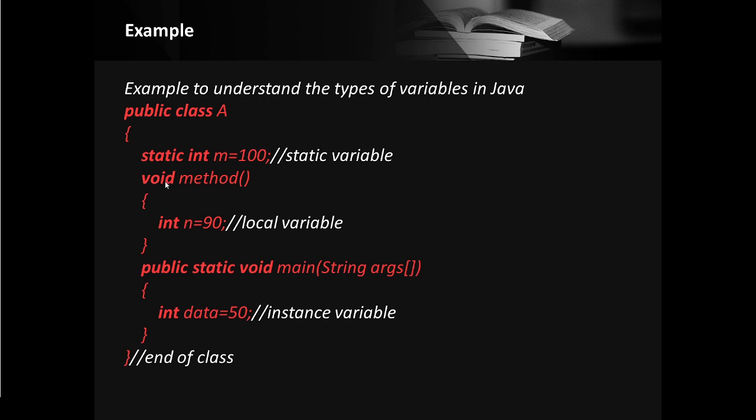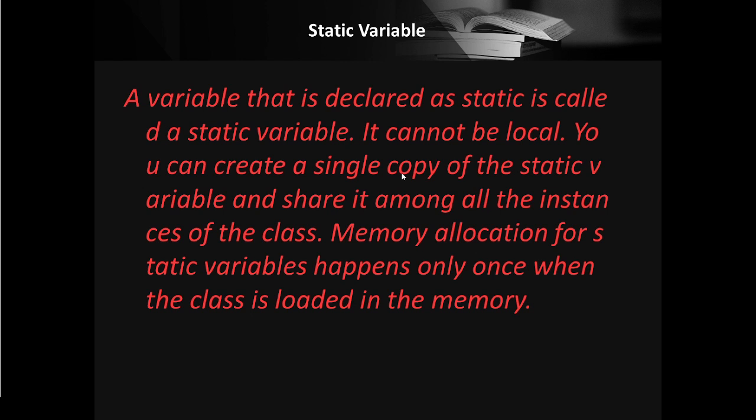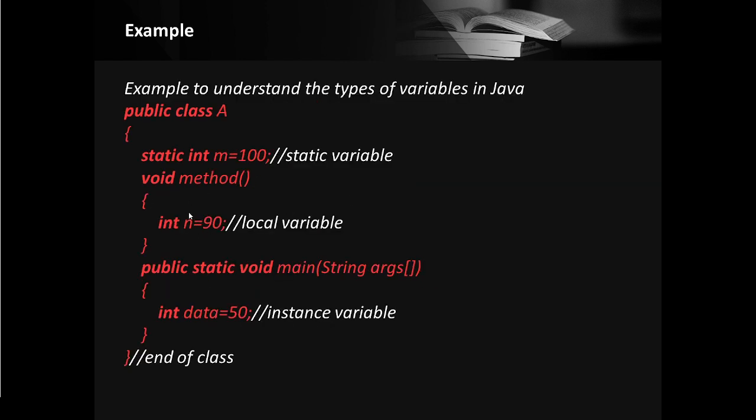Now we are going to create a method. Void is the return type and this is the method name. So int n = 90. Here n holds a value of 90 and its data type is int. You can use this variable only within that method, from this place to this one, inside the method. Now the instance variable will be declared inside the class: int data = 50. These are the types of variables, and this is a simple example.